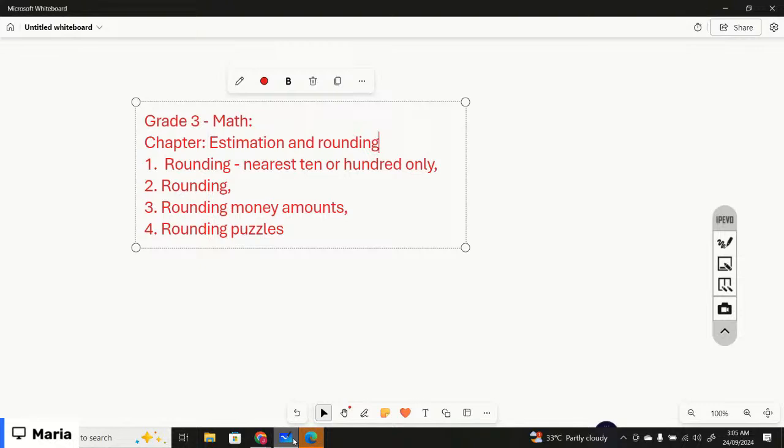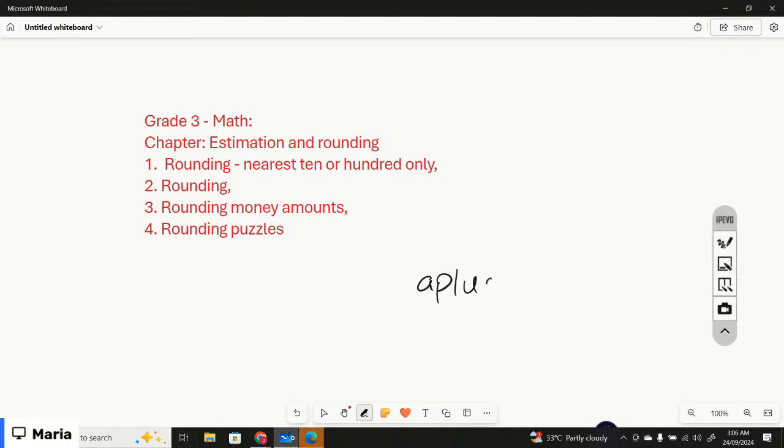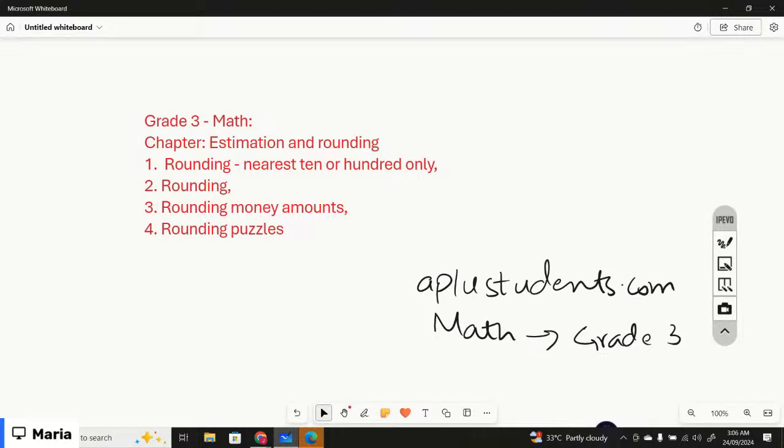You can find all the lessons on aplusstudents.com. You have to log in there using your email address and password as provided by the administrator. Then you have to select math from the subject tab, scroll down to grade 3 math, and then click on view all lessons. There you can find the list of the chapters. We're going to start with the chapter estimation and rounding.